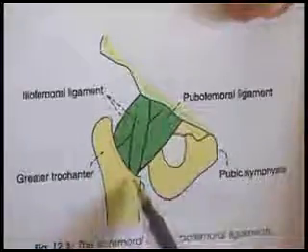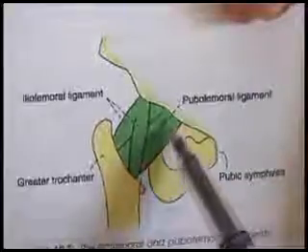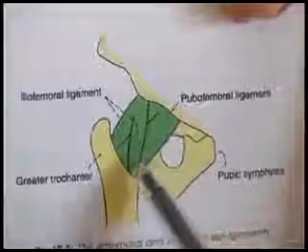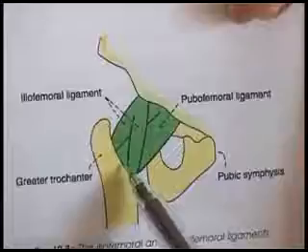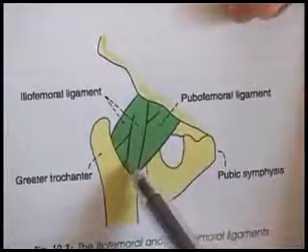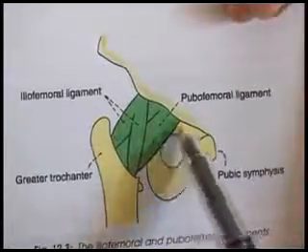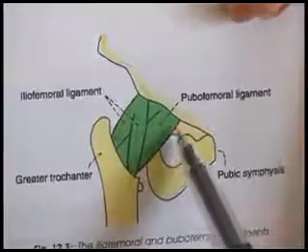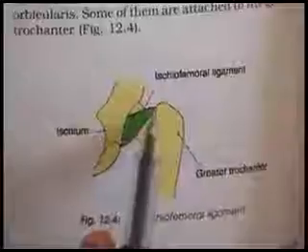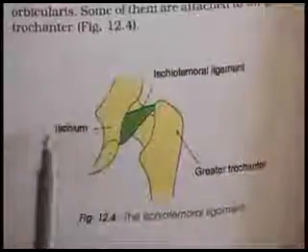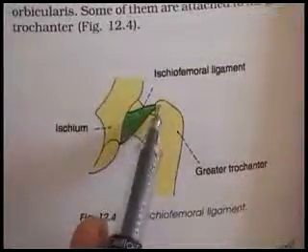Also seen is the pubofemoral ligament going medially and arising from the body of the pubis to the femur. Also, in relation to the hip joint, is the ischiofemoral ligament from the body of the ischium to the acetabulum.